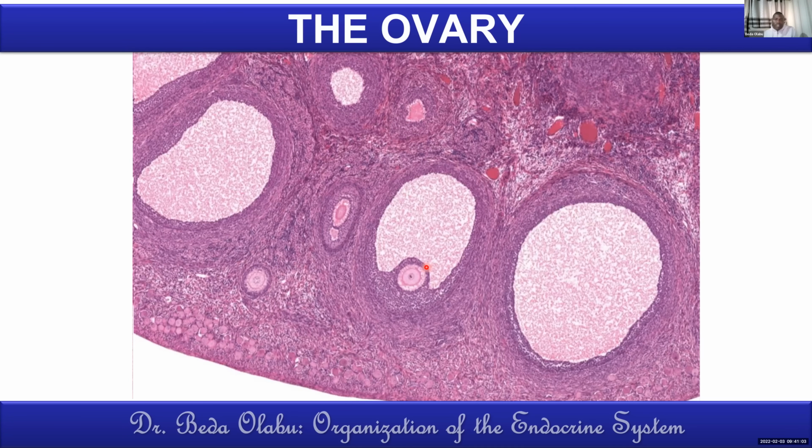Then the remnants constitute the corpus luteum. So I want you to know that the cells that remain as corpus luteum are these ones, the granulosa, the stratum granulosum, and the theca folliculi. Those ones will form the corpus luteum. So that's the histological structure of the ovary. Now let's talk about the endocrine ovary itself.